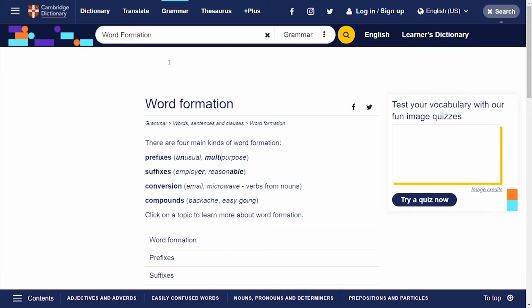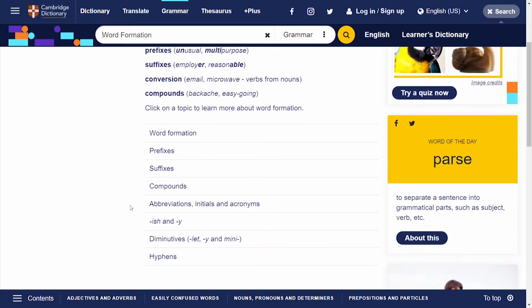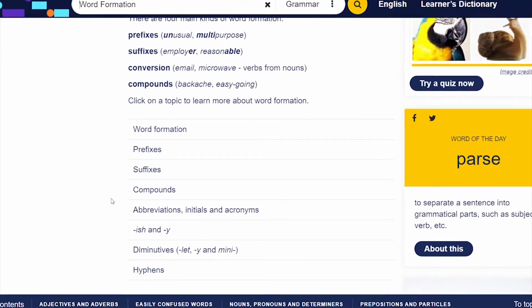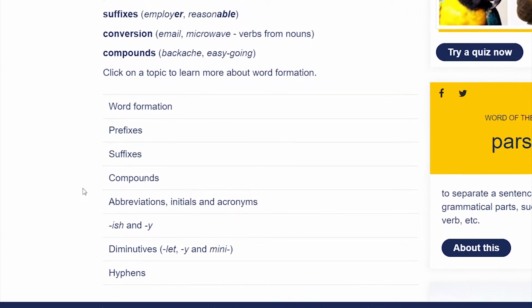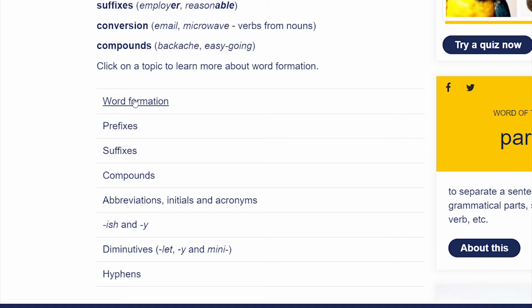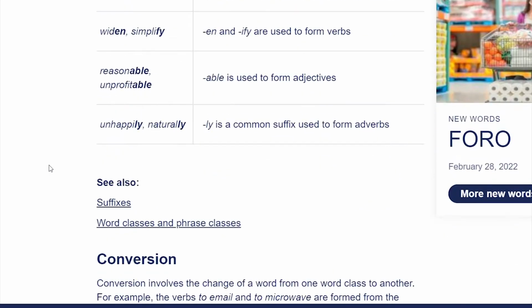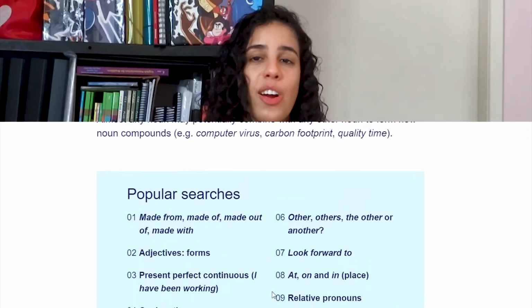Check it out. -ish and -y, compound words, diminutives, -let, -ette, and mini-, hyphens, luck and lucky, prefixes, suffixes, and word formation, abbreviations, back formation, compounding, conversion, loan words and new words. Well, there are many others, like negatives, in-, un-. You just have to follow a few steps.